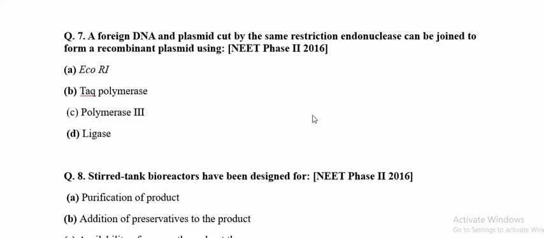Assume this is one segment of DNA and this is the other segment of DNA, and what happens? This is the ligase. This ligase joins both segments of DNA. The ligase is the enzyme that joins two separate segments of DNA. So the answer will be option D, that is ligase.